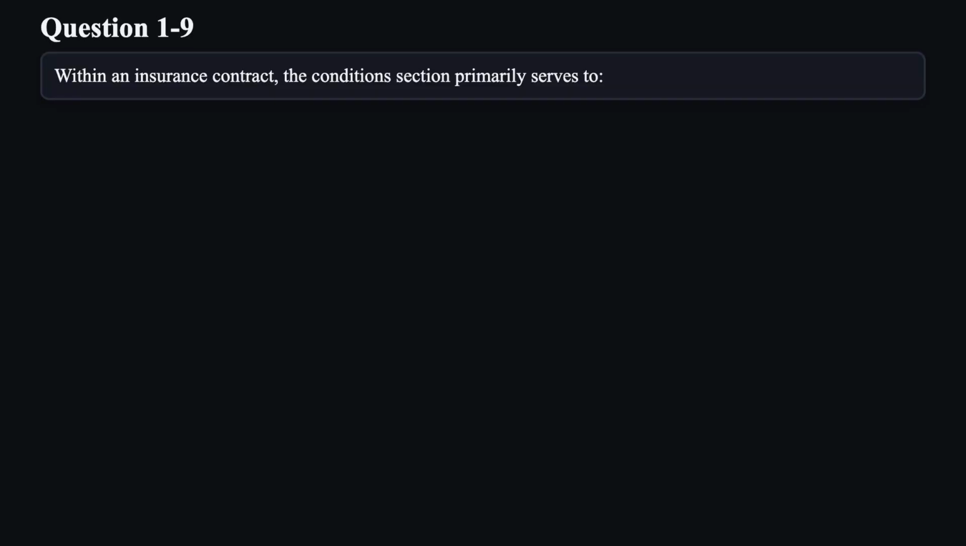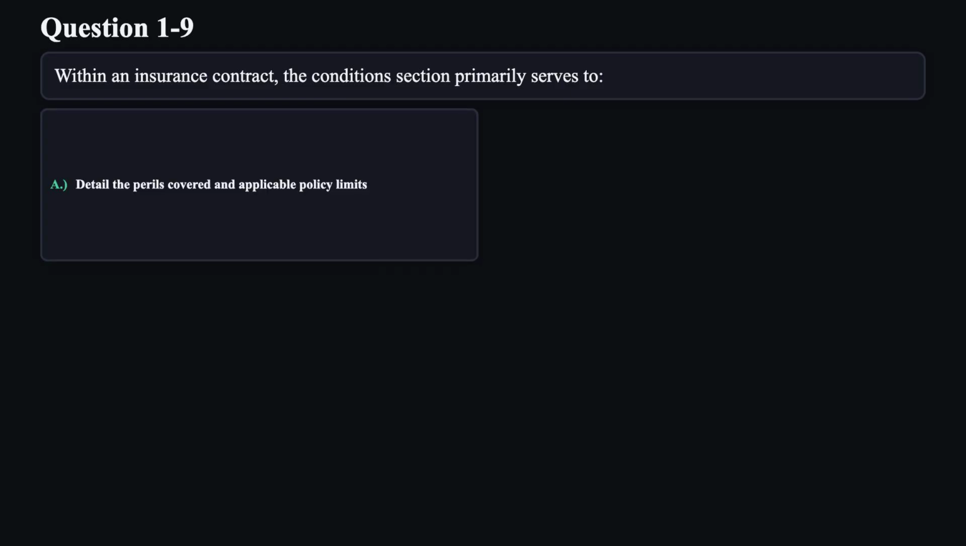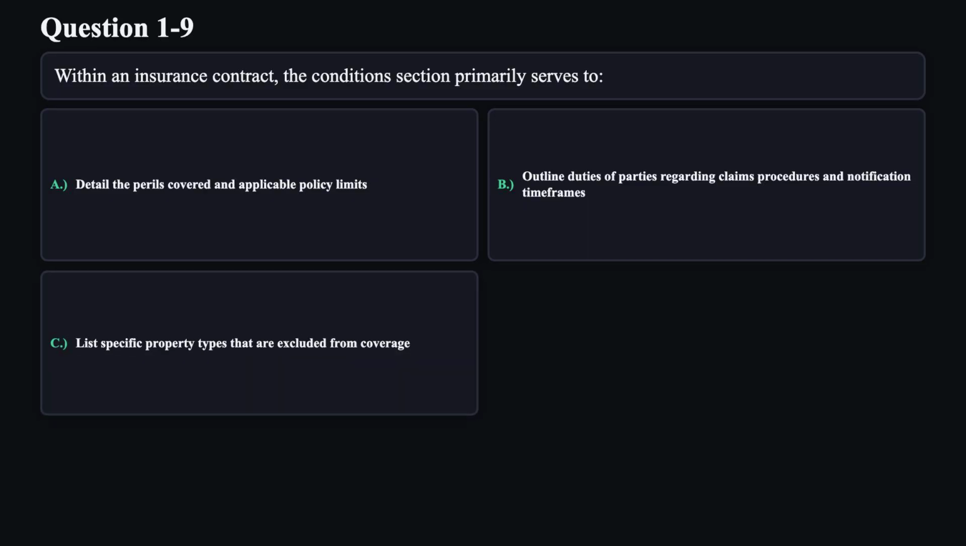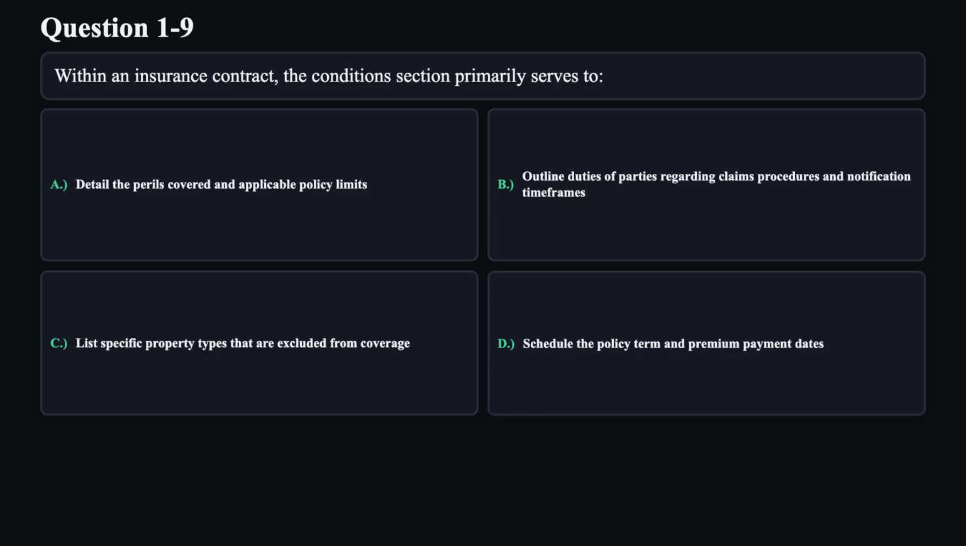Question 9. Within an insurance contract, the conditions section primarily serves to A. Detail the perils covered and applicable policy limits. B. Outline duties of parties regarding claims procedures and notification timeframes. C. List specific property types that are excluded from coverage. D. Schedule the policy term and premium payment dates.